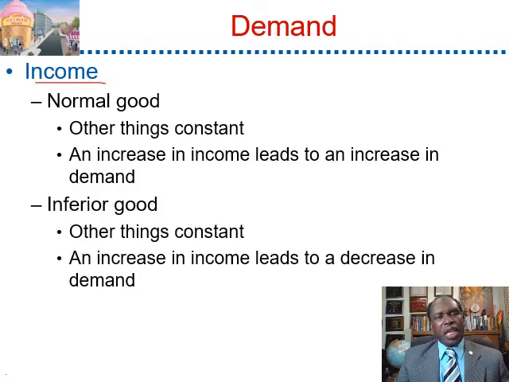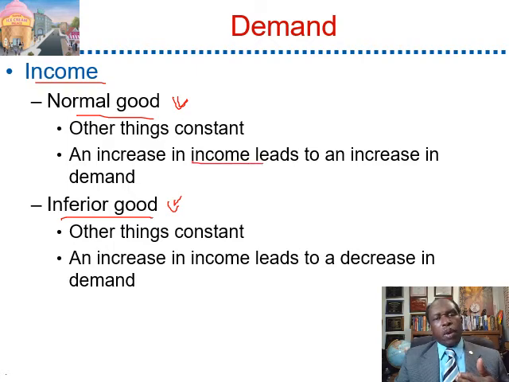With respect to the income, there are two types of goods, normal goods and inferior goods. So one example of a normal good is a new car. One example of an inferior good is a used car. One example for a normal good is traveling by plane. One example of an inferior good is traveling by bus.